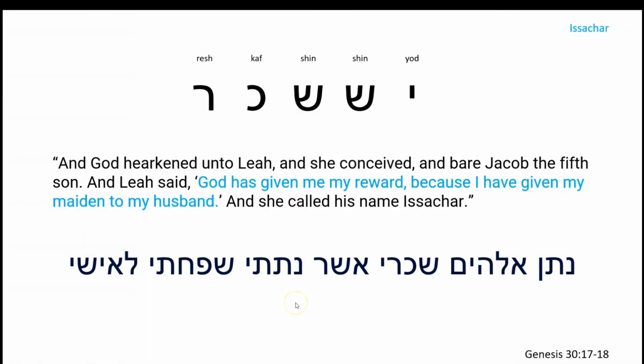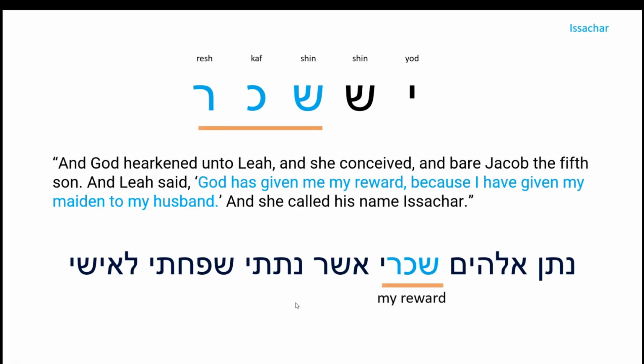For Issachar it says, And God hearkened unto Leah, and she conceived, and bare Jacob the fifth son. And Leah said, God has given me my reward, because I have given my maiden to my husband. And she called his name Issachar. So the first word we see here that's a match is the word that means my reward.